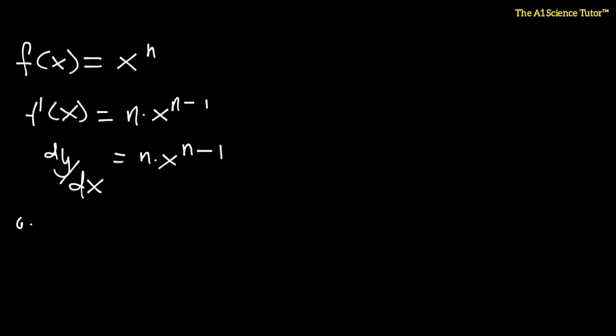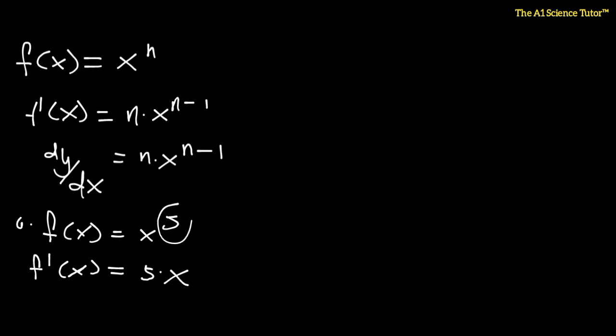So if you are given a function f of x, and this is equal to x raised to the fifth, what is the derivative, or f prime of x? So this is going to be, I need to take 5 to the front and multiply by x raised to the power of 5 minus 1. So this is going to give us 5x to the fourth. So that will be the derivative of x to the fifth. Try this one.